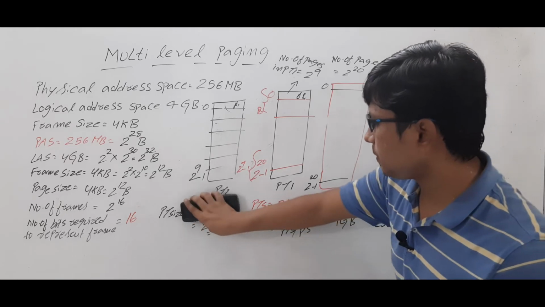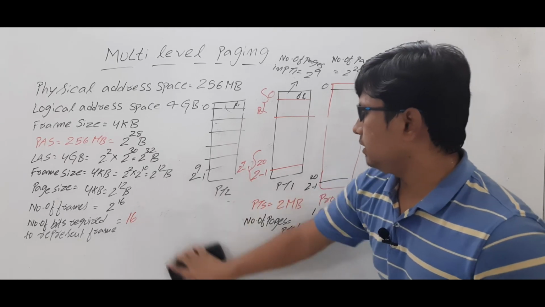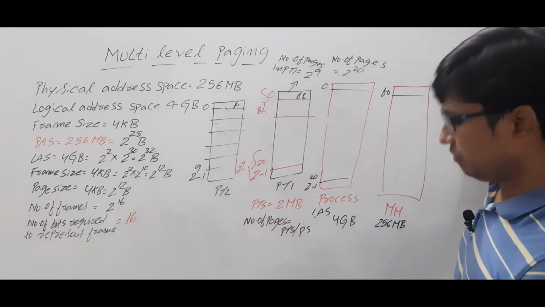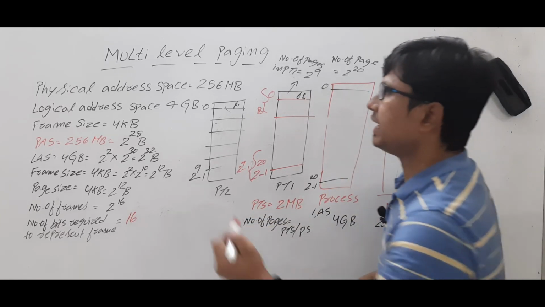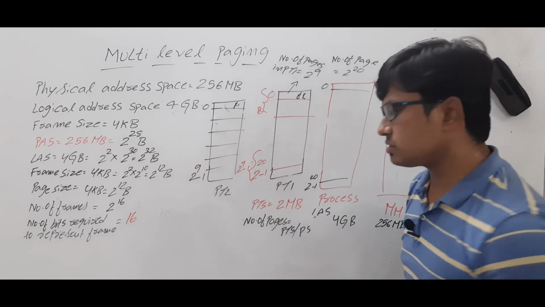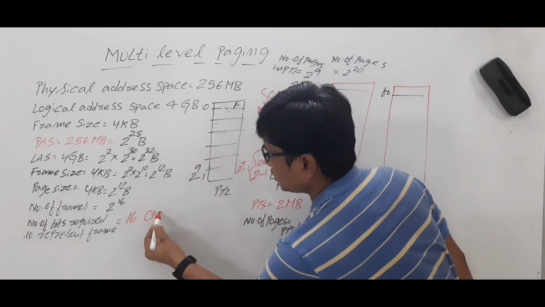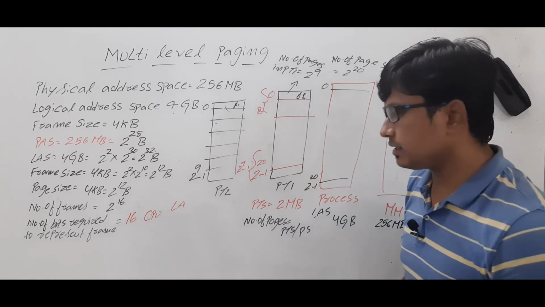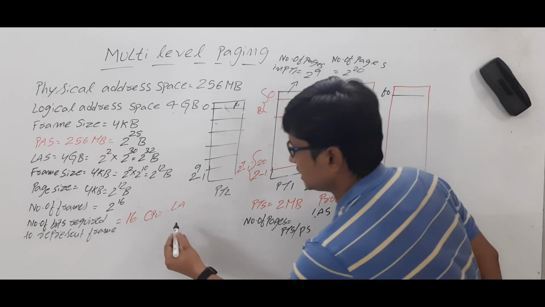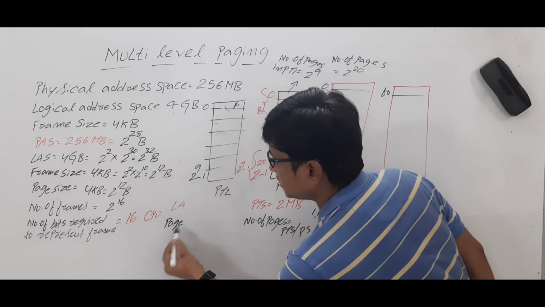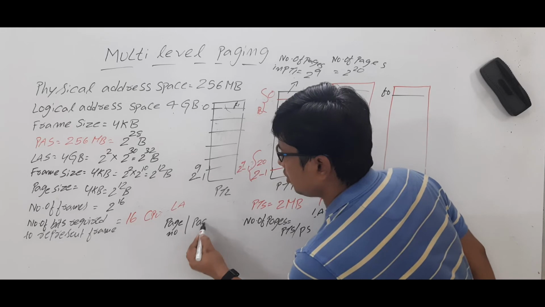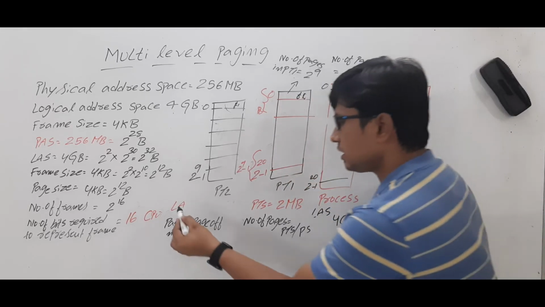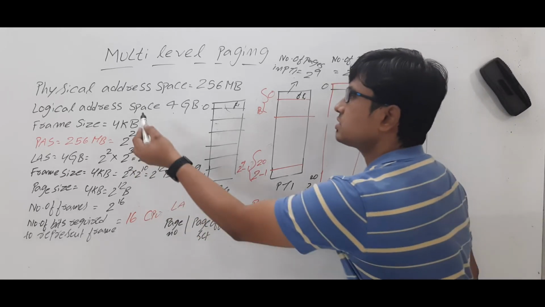So here what we have to do. Now the CPU will generate what address? The CPU will always generate the logical address. Okay, are you able to understand? The CPU will generate the logical address. The logical address will consist of two pieces of information. One is the page number and the next one is the page offset.